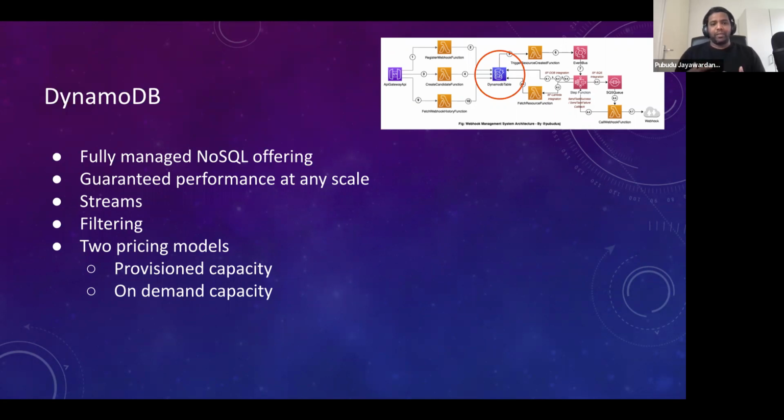How it works is in provisioned capacity, you have to define upfront how many RCUs or WCUs you need. And it's not really a serverless way, but if you have predictable performance, of course, it's a very cost-effective way. On the on-demand capacity model, it varies based on your usage.